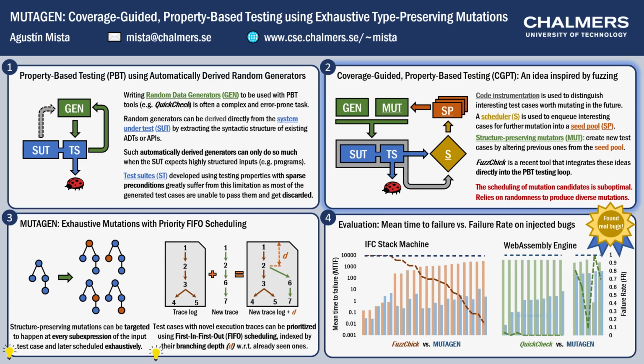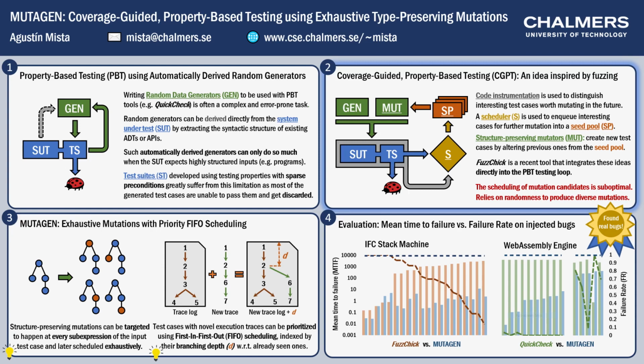To overcome this limitation, FastCheck is a coverage-guided property-based testing tool that enhances automatically derived generators with code instrumentation in tandem with high-level structure-preserving mutations in order to produce a larger proportion of interesting test cases than using naive generators alone. On one hand, code instrumentation lets us know which executed test cases were interesting and discover new paths in the code under test. On the other hand, structure-preserving mutations transform interesting test cases directly at the AST level, ensuring that mutated values are always syntactically valid.